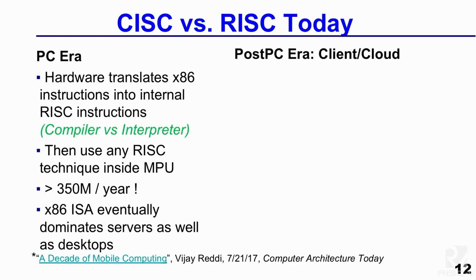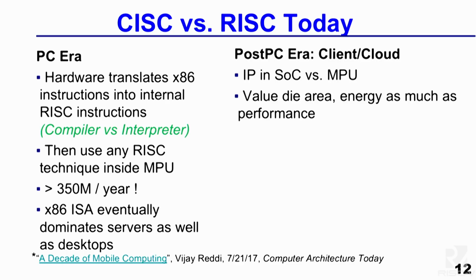So they got up to 350 million microprocessors per year, and they eventually dominated not only the desktop, but the small servers. In the post-PC era, if it starts with the iPhone in 2007, then the big change is we're not buying microprocessors from companies like Intel. We're building our own SoCs, and we're integrating IP from companies like ARM. So that's a big change.